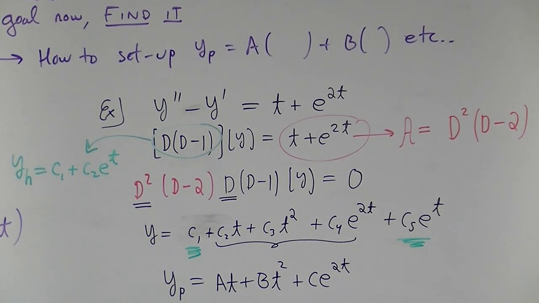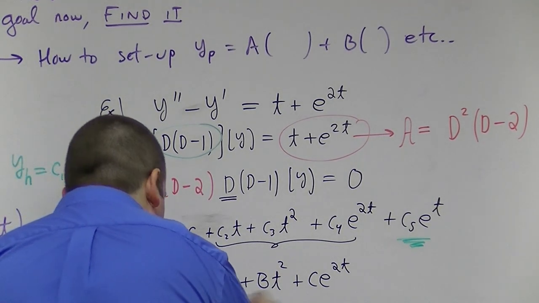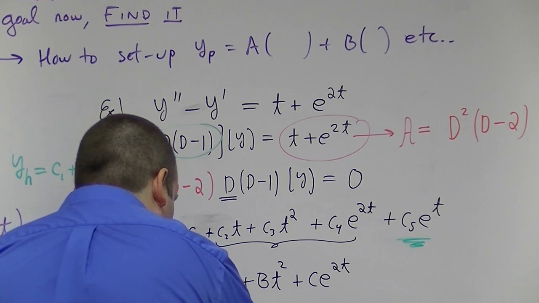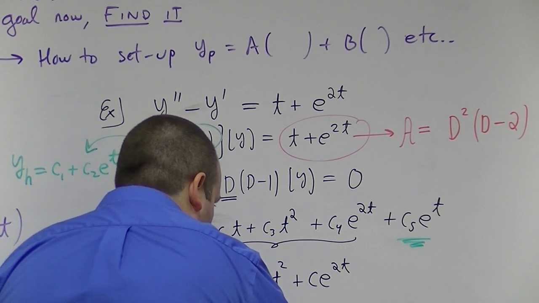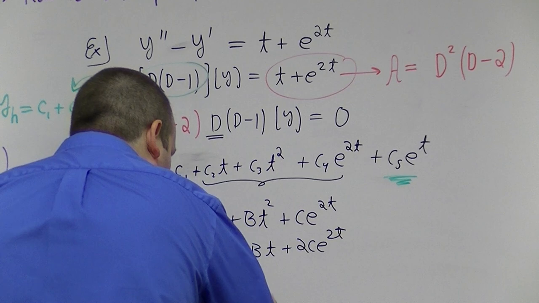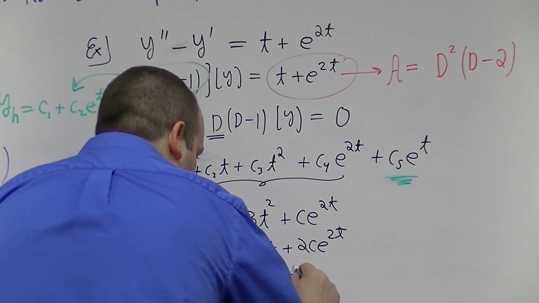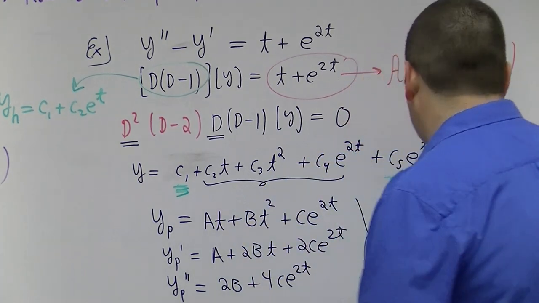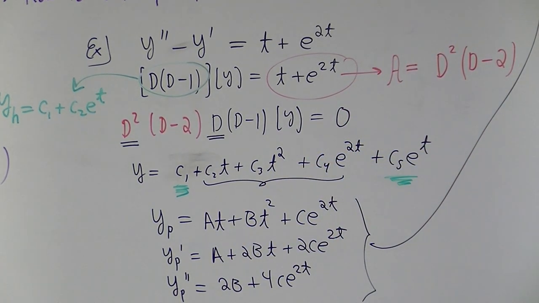Now, I'll actually work this one out because it's not too hard. So Y_P prime is A plus 2Bt plus 2C e to the 2t. Differentiate again, what's Y_P double prime? 2B plus 4C e to the 2t. Now you've got to plug those in to Y_P double prime minus Y_P prime equals t plus e to the 2t. What do we get? Parentheses are your friend.